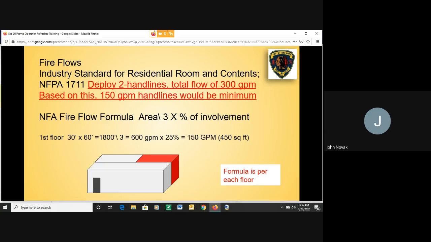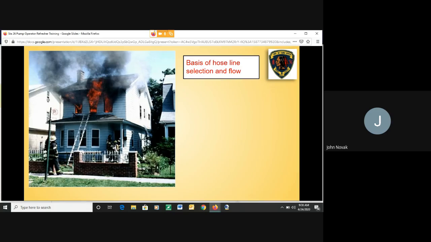So in the example down here, we have first floor, and this is based per floor. All right, so first floor, the building's 30 by 60, comes out to 1,800 square feet. Divide that by 3. So if it's a one-story ranch, about 1,800 square feet, we need to at least have 600 gallons per minute available. So in this case, it's maybe one room going, 25% involvement. Do the math, comes out to about 150 GPM. All right, and again, that's per floor, and it's only a guideline. Just if you do pre-incident planning, so you can kind of get an idea of how much water you're going to need to flow.